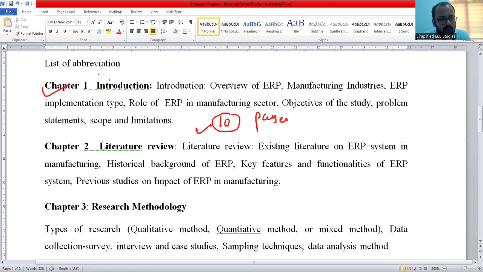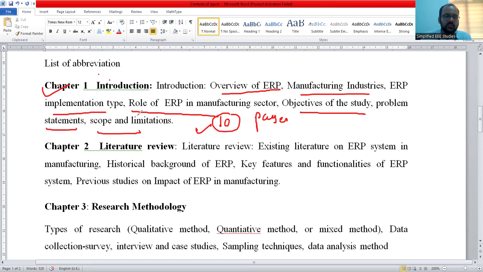So in my project, I told you that I have done ERP. I presented an overview of ERP, manufacturing industries, then ERP implementation types. Is it a phased or a live approach? There is also the hybrid approach. There are different types of approaches available. Then the role of ERP in the manufacturing sector, objectives of the study, problem statement, scope and limitation. These are the major contents which should be included in the introduction.